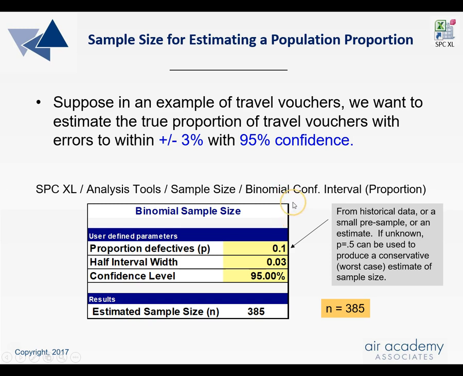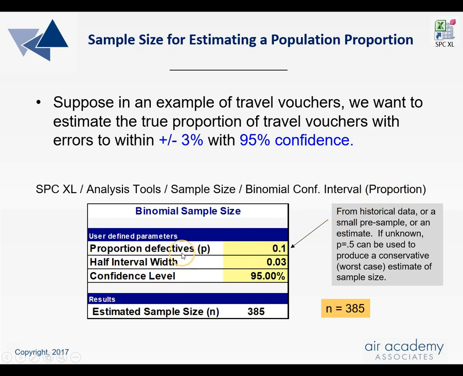So that was for estimating a population mean. What about for estimating a population proportion? Well, we have the same kind of menu interface items that we have to specify. And suppose that in a travel voucher example, we have many travel vouchers that we're processing, and we have errors in the travel vouchers. And let's say that we would like to estimate the true proportion of travel vouchers with errors to within 3% with 95% confidence. Now we're going to go to Analysis Tool, Sample Size, just like we did before, but in the case of proportion, we're going to use the Binomial Confidence Interval Proportion option.